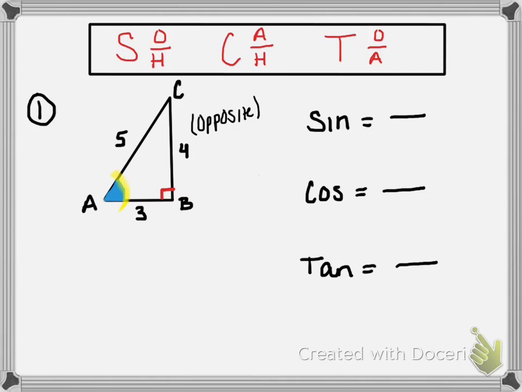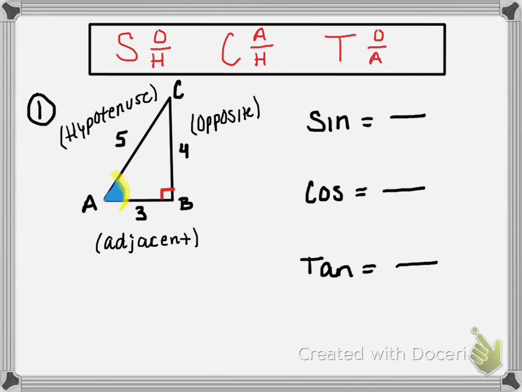And based on angle A, 5 is considered the hypotenuse side. This is all that we did last class. Remember that the opposite is across from. Hypotenuse is the longest side because 5 is the longest side. And that means that 3 must be the adjacent because it's right next to that angle.